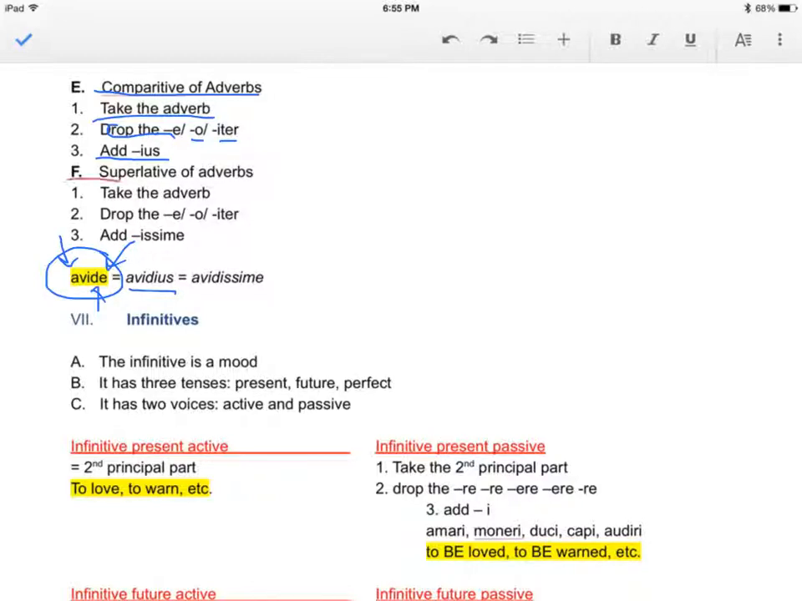You can also form the superlative of adverbs. Again, you take the adverb form, you drop the E, the O, or the ITER, and you add ISSIMĒ, just ISSIMĒ at the end. So if you want to say most greedily, you'd say avidissimē. There's no masculine, feminine, or neuter for an adverb. So it's just avidius or avidissimē. No decision to make there. Avidē is greedily, avidius is more greedily, and avidissimē is most greedily. That's how you compare and form the superlative of adverbs.